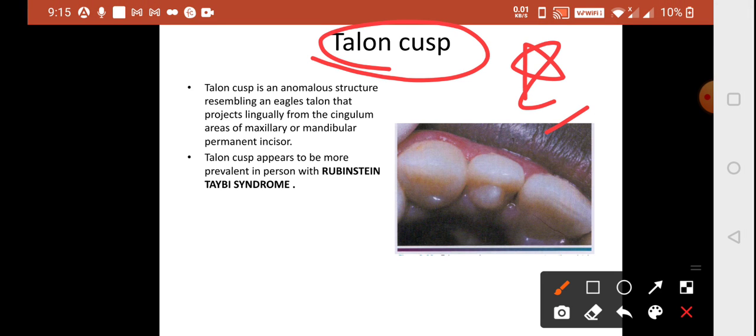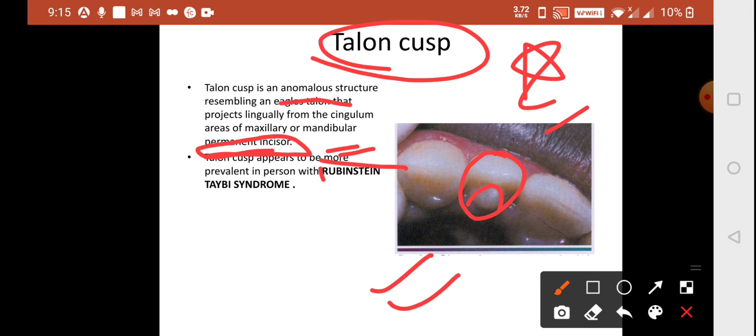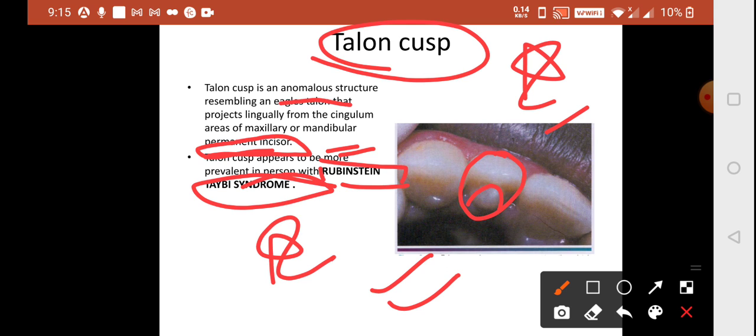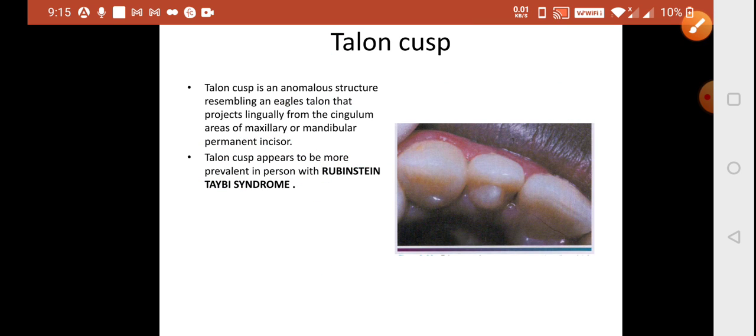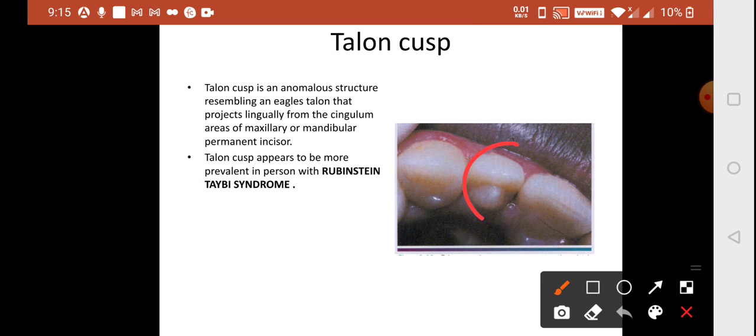asked on the talon cusp, and I have shown you the clinical picture. This is a talon cusp. The question can be asked directly: which anomaly is it? It is a talon cusp, and you are going to find these anomalies clinically also. It is an anomalous structure resembling an eagle's talon that projects lingually from the cingulum area of the maxillary or mandibular permanent incisor. So these are basically found in your permanent incisors and appear to be more prevalent in Rubinstein-Taybi syndrome. So the question can be asked: talon cusp is found in which syndrome? The answer would be Rubinstein-Taybi syndrome, and the question can directly be asked which anomaly is it.